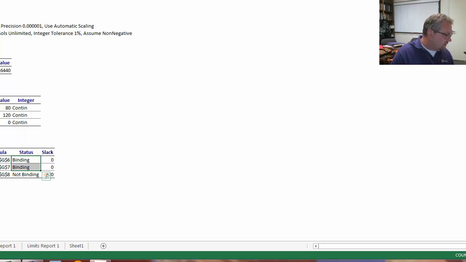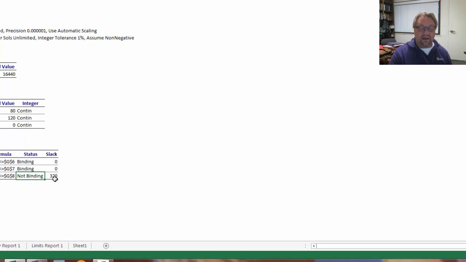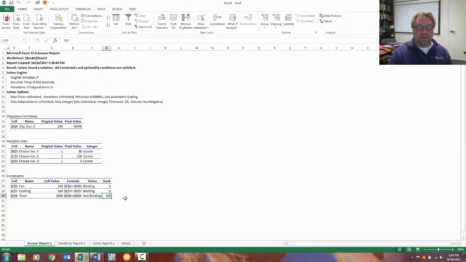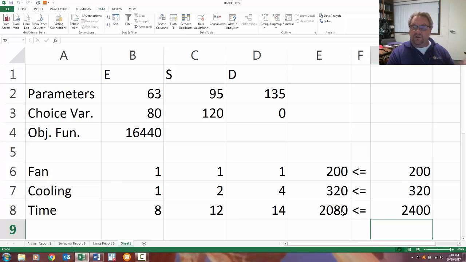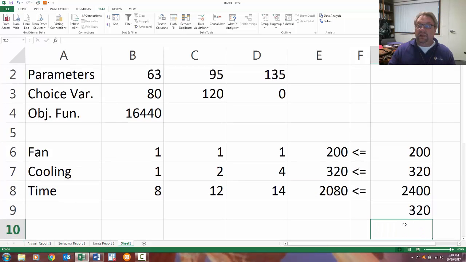Which constraint shows extra capacity? How much? The time constraint, right? That's not binding. How much? The 320. Now you could also just go back here and say, okay, 2080 is less than the 2400. Ergo, take 2400 minus 2080, and there's your 320. So either way, I don't care. We've got an extra 320 hours.